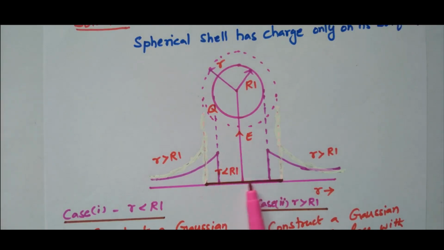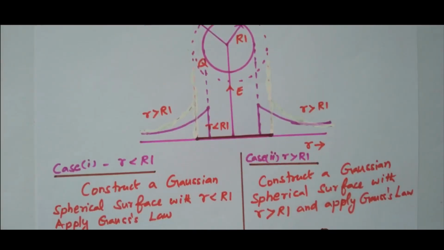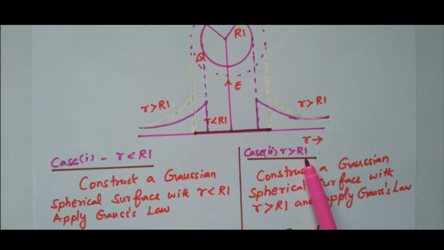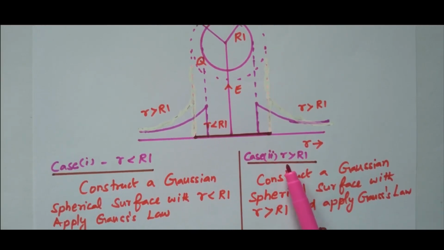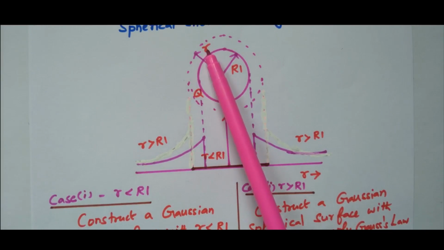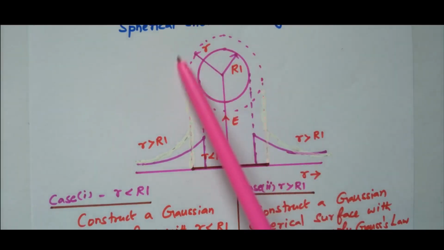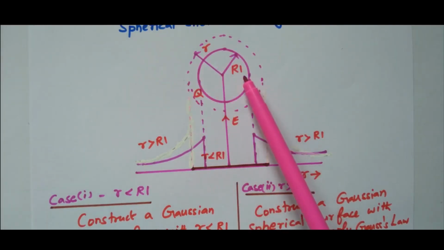Right? This is the first case, R is less than R1. Now we'll go to the second condition, R greater than R1. What is the meaning? This R greater than R1 means this R is available outside the spherical cell. R is greater than R1.